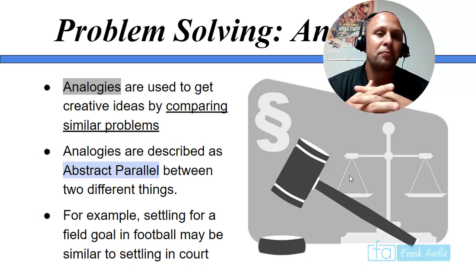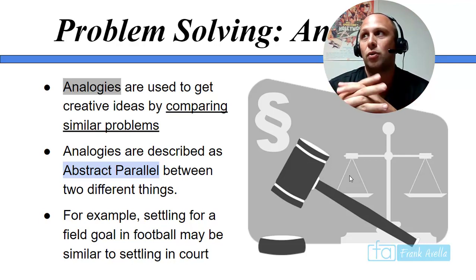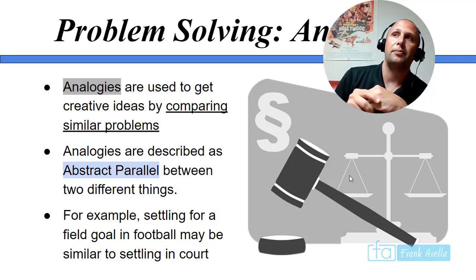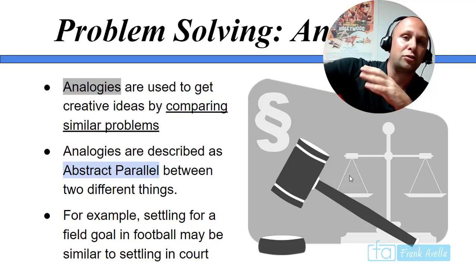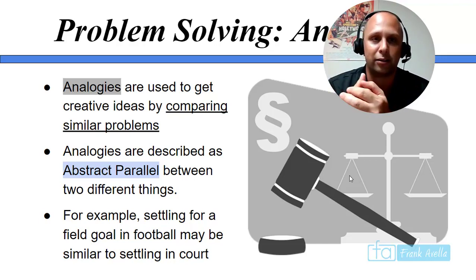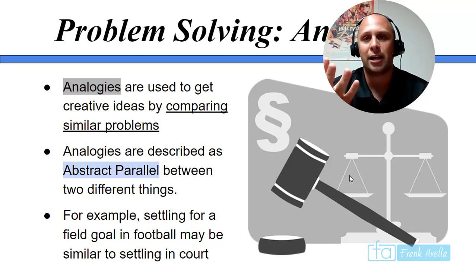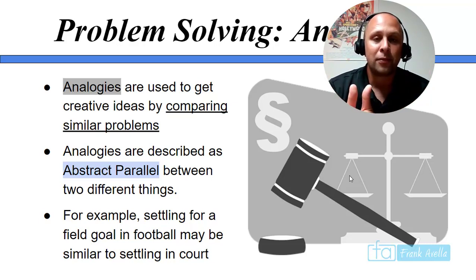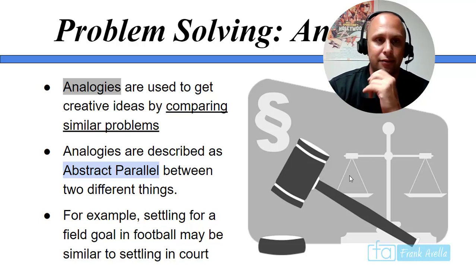That's similar. Maybe in settling a court case where you wanted to get a large sum of money, but you don't know if that's going to be successful in a trial, so you settle out of court for a smaller amount. So that's an example of using an analogy, an abstract parallel. And that type of thinking often helps with problems in life.